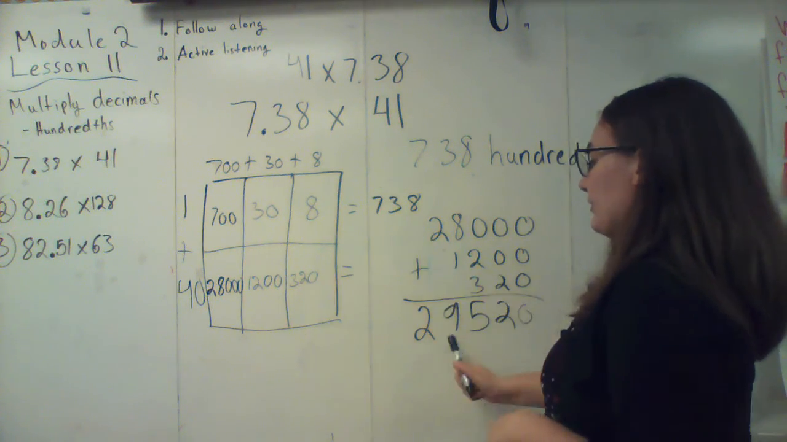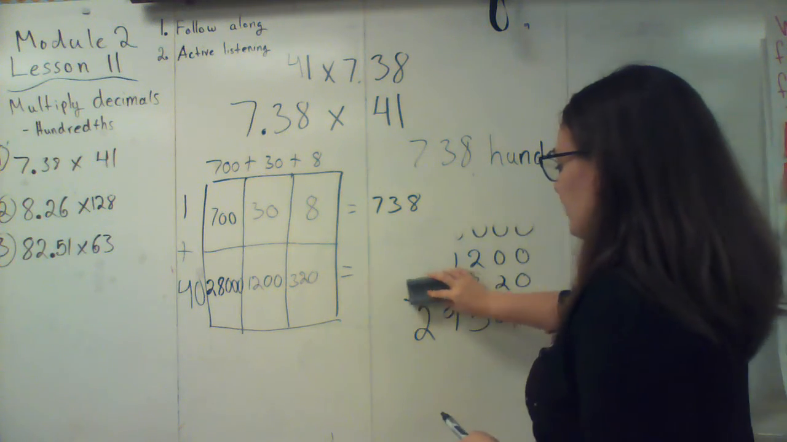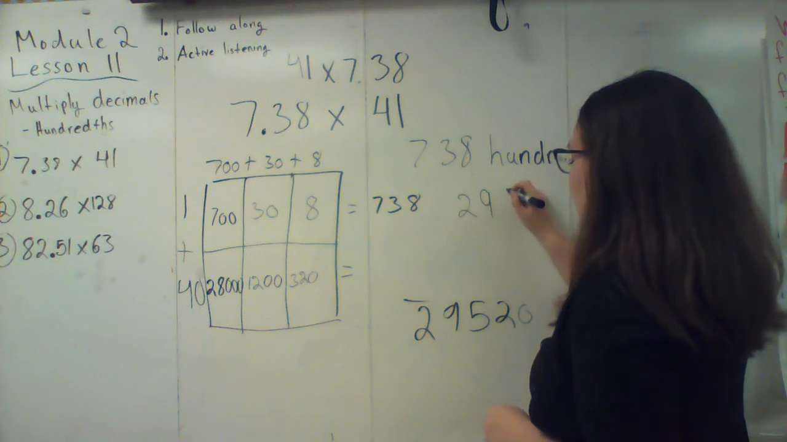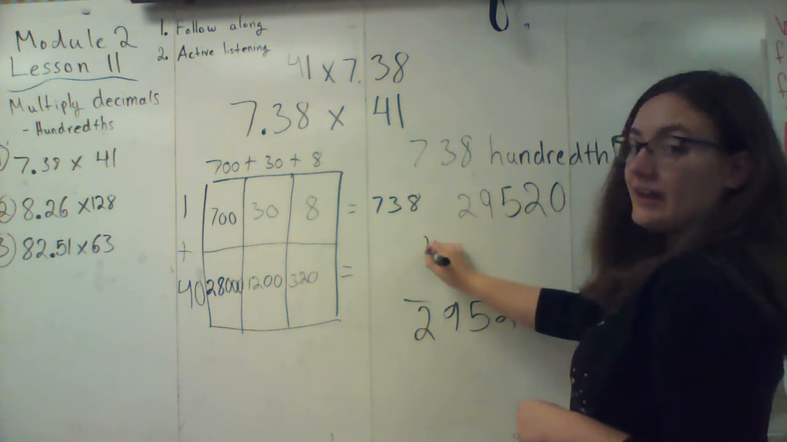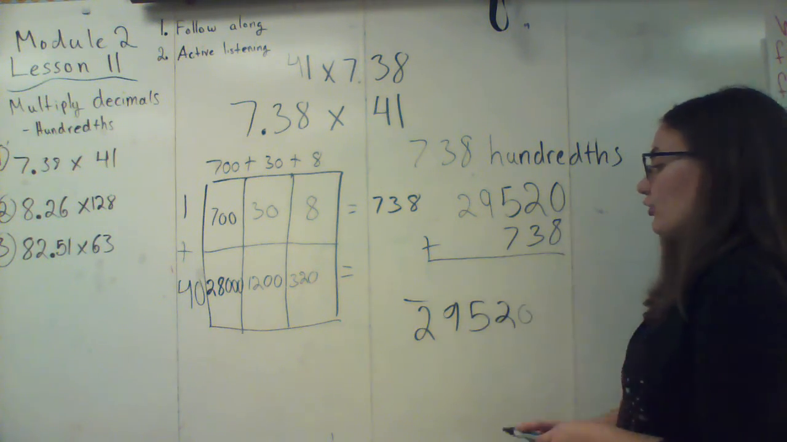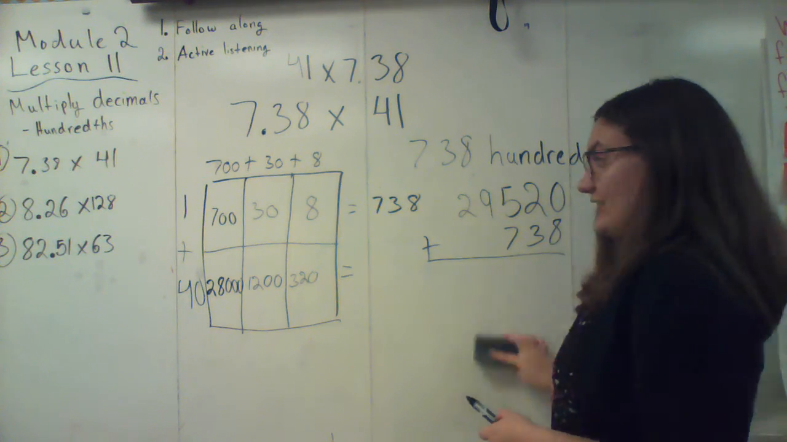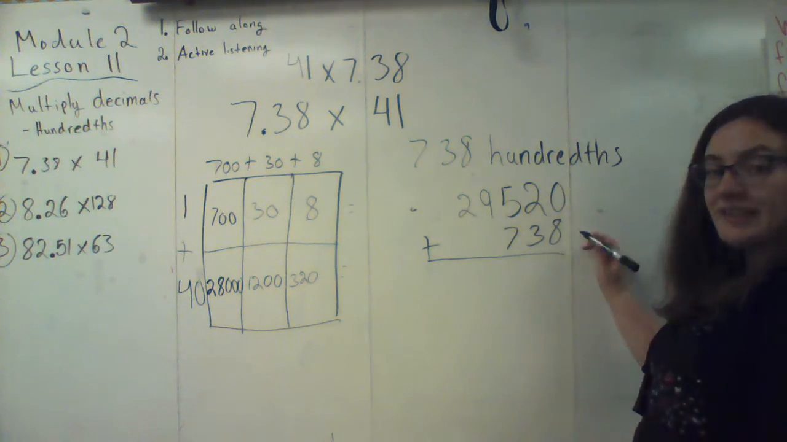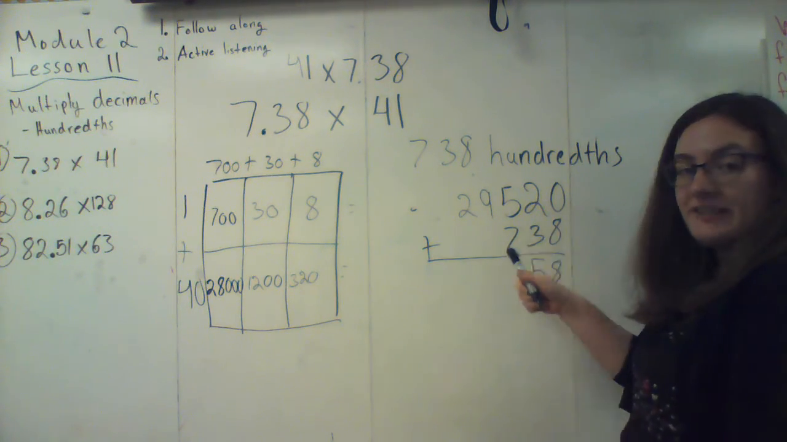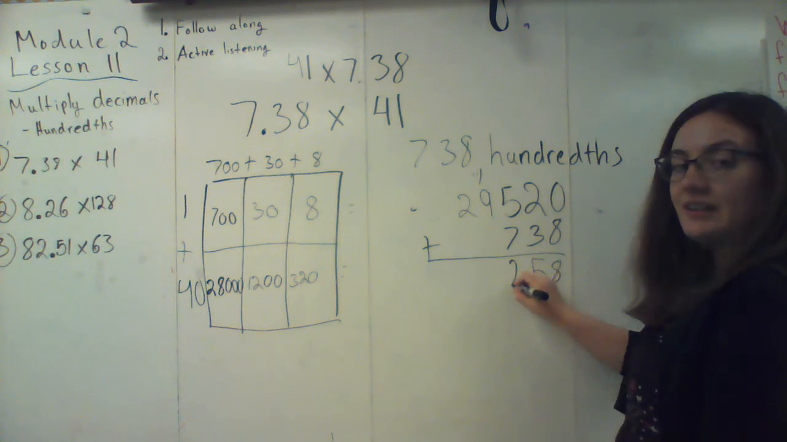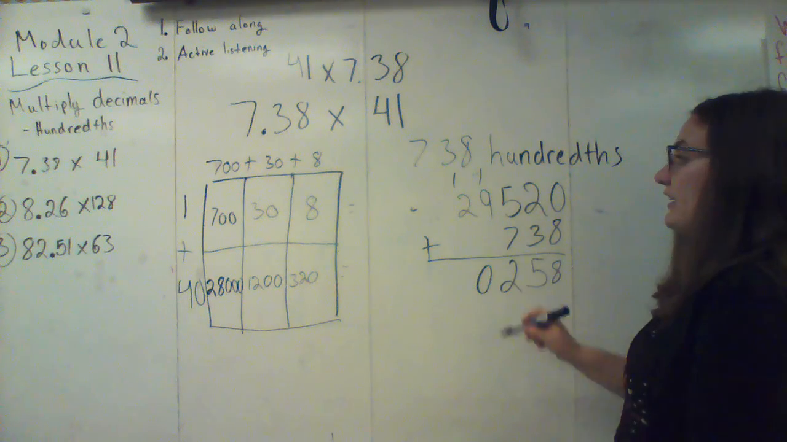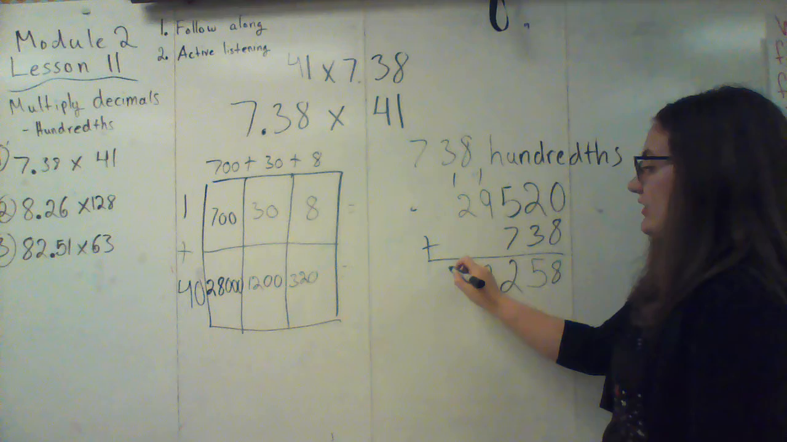Now I need to add up both of these numbers together. So I'm going to erase some of this. And I need to add up 29,520 plus 738. So I need to add up my partial products to get my final answer. So 0 plus 8 is 8. 2 plus 3 is 5. 5 plus 7 is 12. I carry the 1, leave the 2. 1 plus 9 is 10, so I carry the 1. I leave the 0. And then 1 plus 2 is 3.